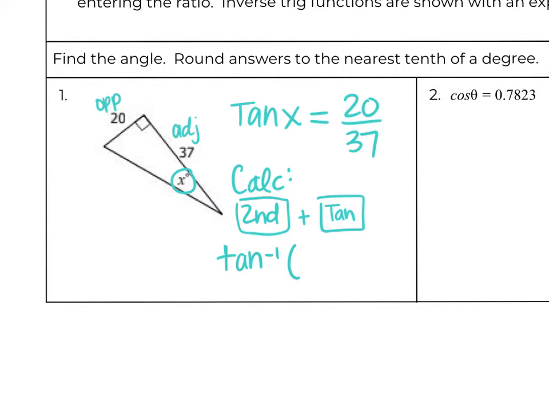Okay, now we just type it in like this. So instead of multiplying or dividing here, you're just plugging in the ratio. So I'm just going to do 20, then the fraction line, which is not technically dividing, but it's like division, then 37. Enter. You got what? All right, so 28.4. And that is degrees since it's an angle.